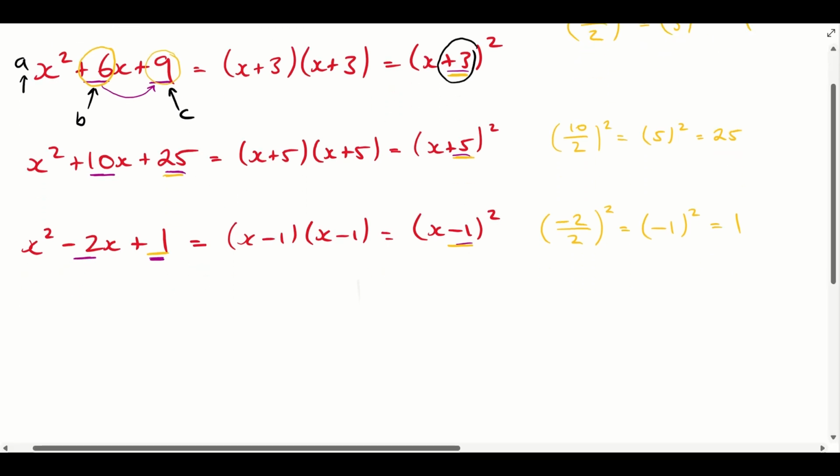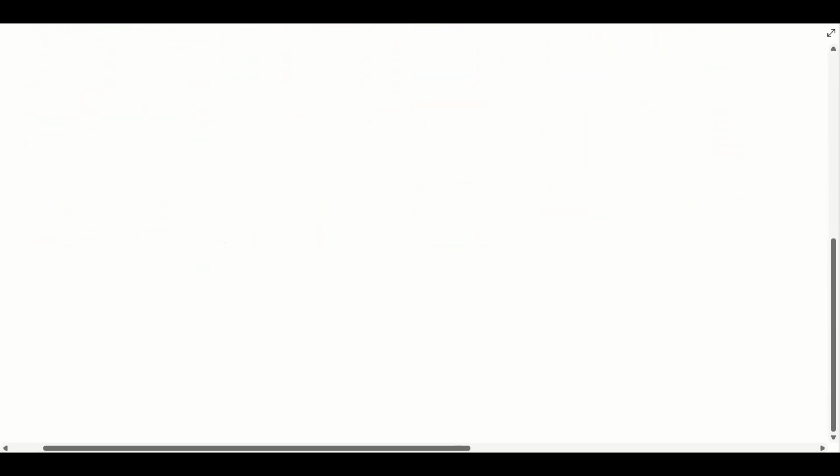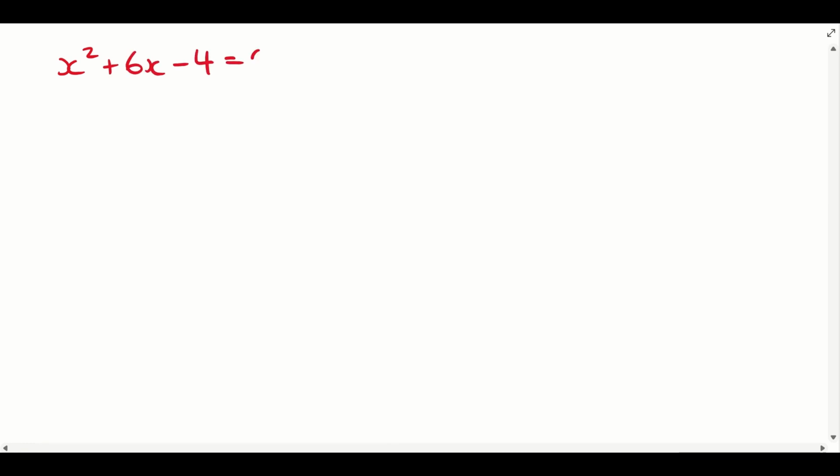So let's come down here and take an example of us fully completing the square. So let's say we were asked to solve when x squared plus 6x minus 4 was equal to 0. Okay, if I was to try and factorise this, I would have big problems because I can't think of two numbers that multiply to minus 4 and add to positive 6. So I end up in a bit of trouble.